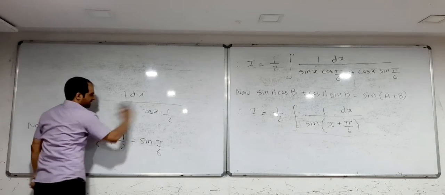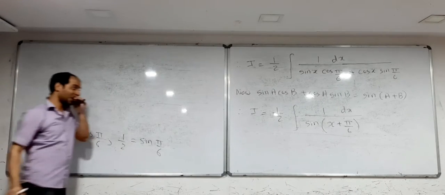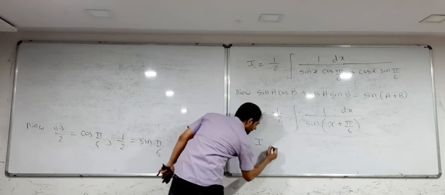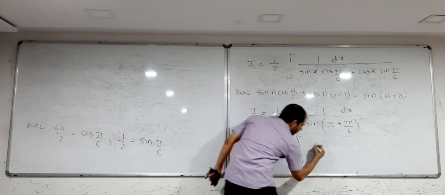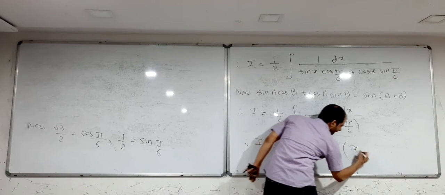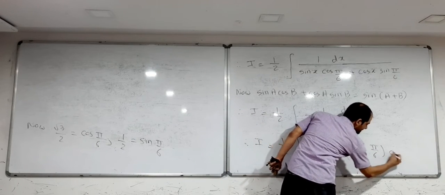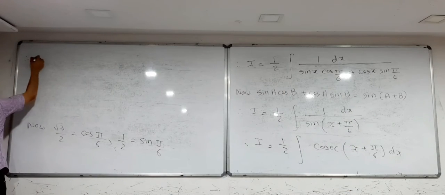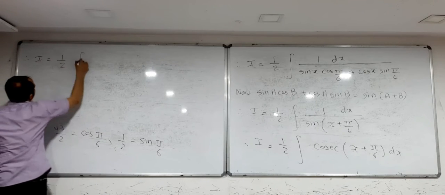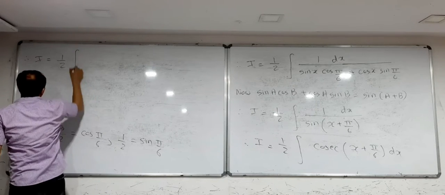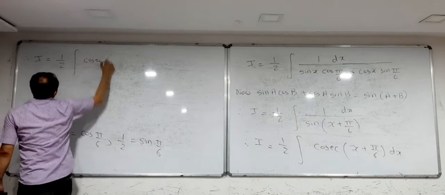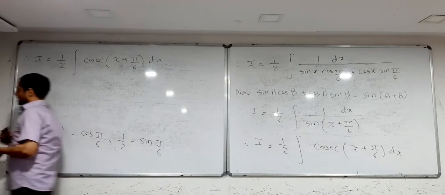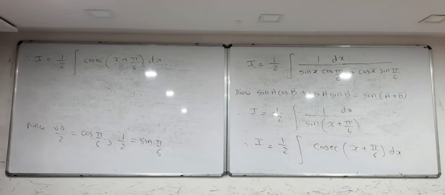So you understood? So this becomes I equals half into integration of cosec of x plus pi by 6 dx. Now what is the integration of cosec x dx?